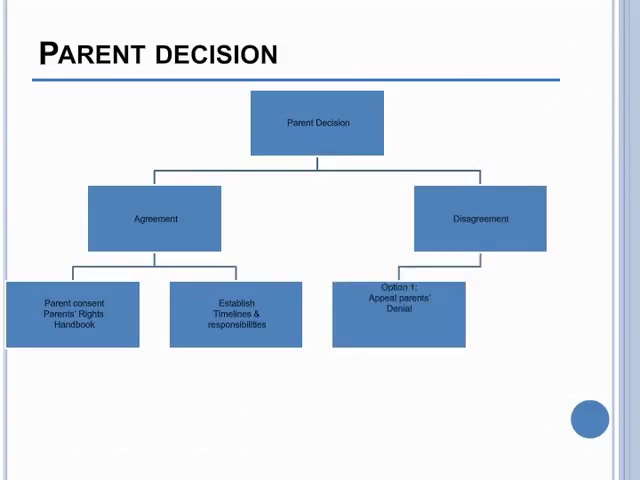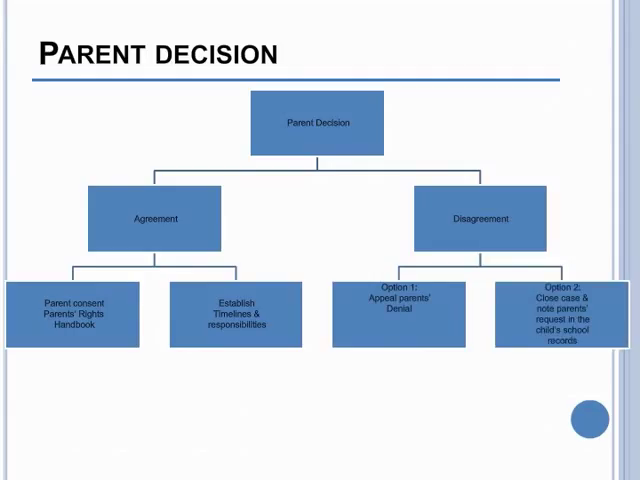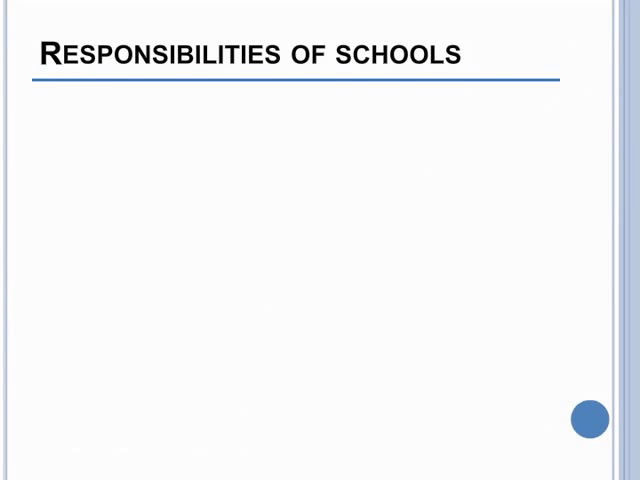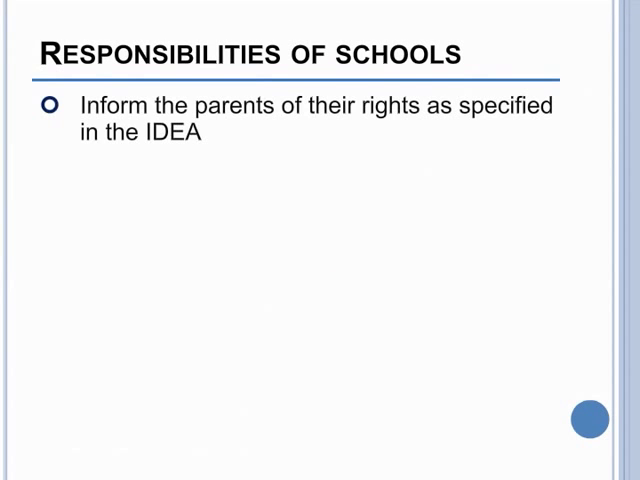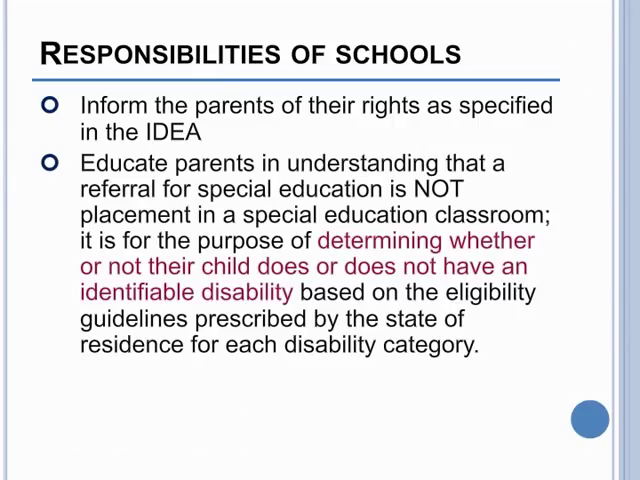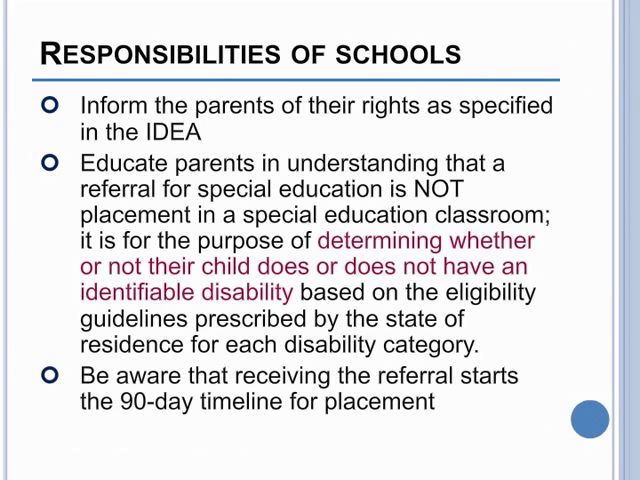Or a parent can disagree. The option would be for you to appeal the parent's denial, or you close the case and note that the parent doesn't want the child to be tested. Now, if you decide that you want to appeal a parent's decision, that is not your decision as the school. There is a team that makes these decisions, not you. However, the responsibility of the school is to inform the parents of their rights. Educate the parents in understanding that a referral to special education is not a placement. It is to determine whether the child does or does not have a disability. And be aware that receiving the referral starts that 90-day timeline for placement.